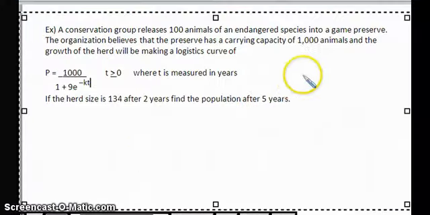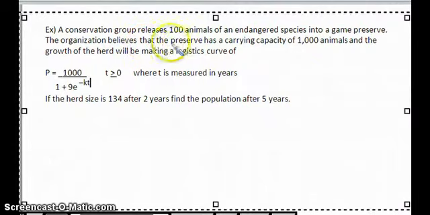Alright, looking at this next problem, it says a conservation group releases 100 animals of an endangered species into a game preserve. The organization believes that the preserve can carry 1,000 animals at its max. And this time they're not giving us the growth rate curve, they're giving us a logistic curve, so they're giving us the formula right here. P equals 1,000 divided by 1 plus 9e to the negative kt, where t is measured in years.